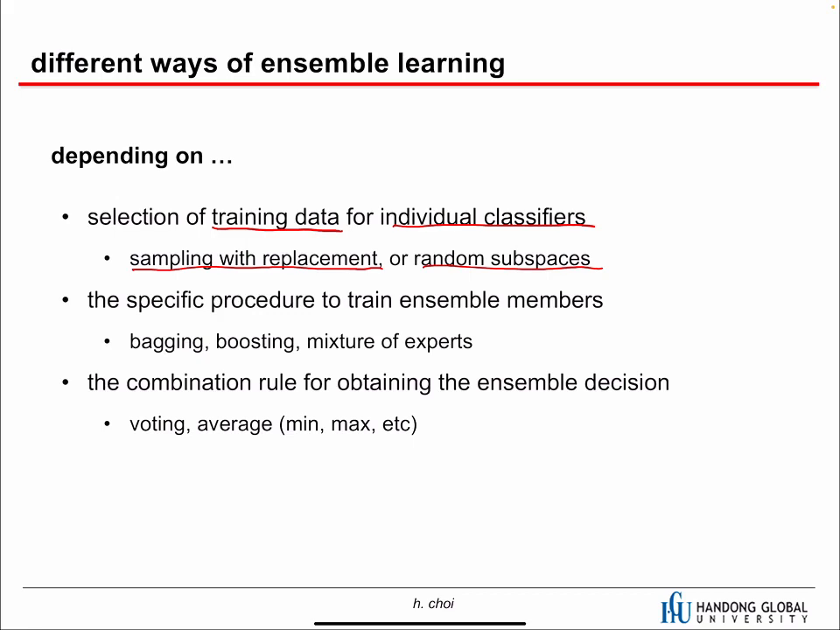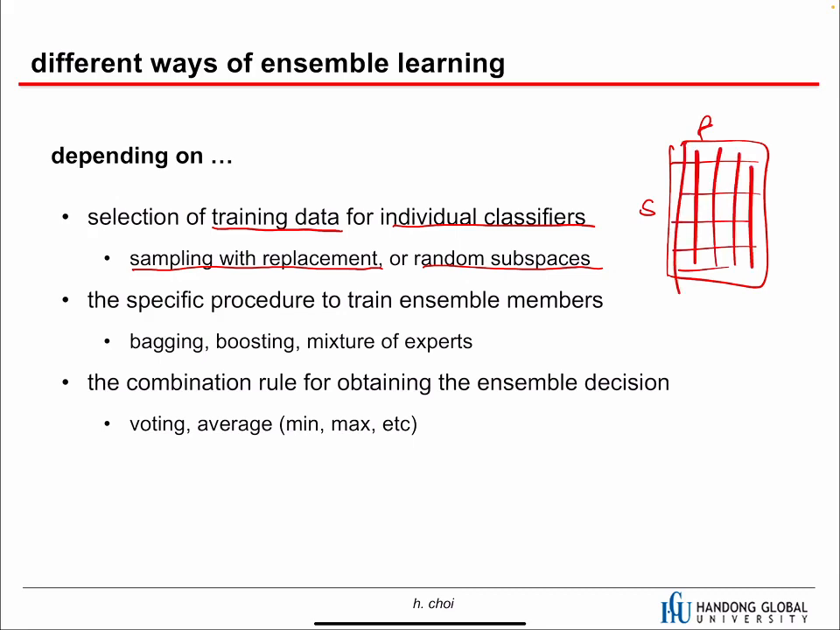So random subspaces means when we have 30 features, then the first classifier can be trained with just 25 randomly selected features. And the second classifier can be trained with 25 features too, randomly selected. And when we have training samples like this, where this is features and this is samples, then we can select samples randomly, or we can select features randomly. So we can train the individual classifiers with different sampling. Okay, and also classifiers can be heterogeneous too.